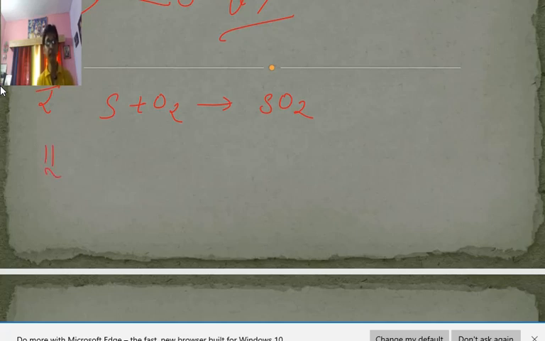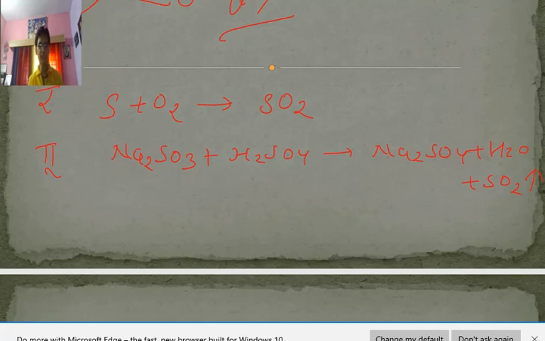Second is the laboratory process. In the laboratory, sodium sulfite, Na2SO3, reacts with sulfuric acid. The products are sodium sulfate plus water and also sulfur dioxide gas. That is the laboratory process.